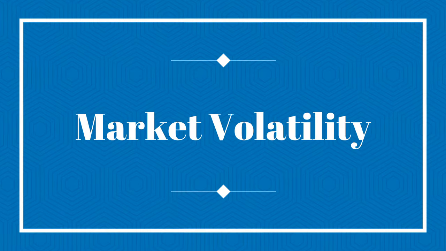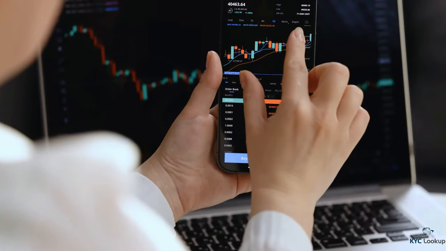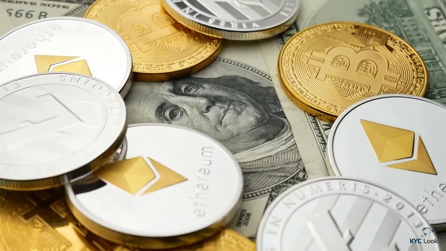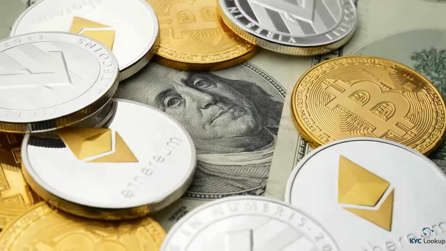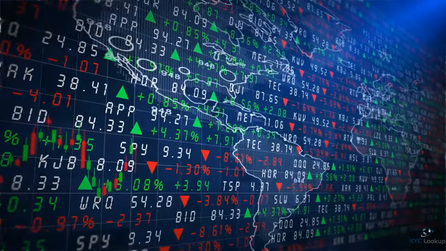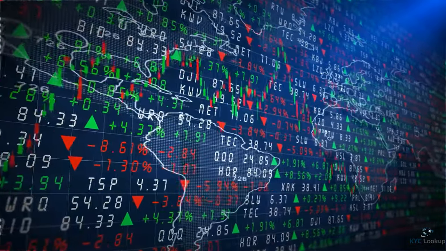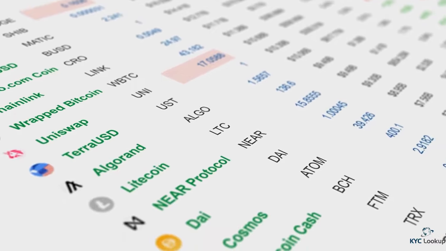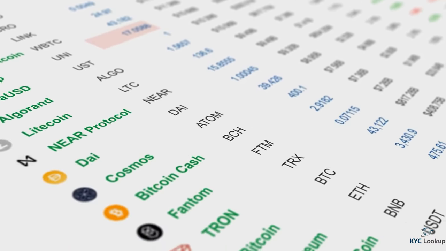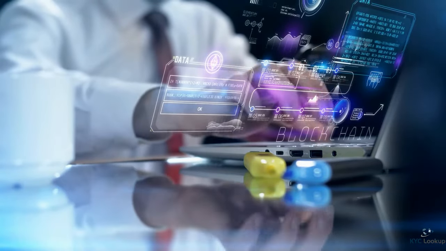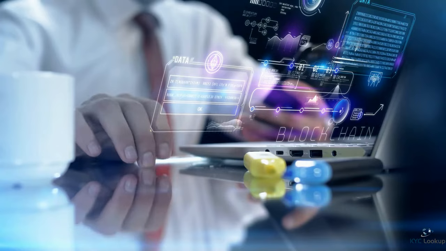Market volatility. Perhaps the most glaring danger of digital assets is their extreme price volatility. Cryptocurrencies in particular are notorious for experiencing wild price swings, often within a short period. Rapid fluctuations in value can lead to significant gains, but also expose investors to substantial losses. Lack of regulation and market manipulation can exacerbate these price movements, making it crucial for investors to exercise caution and avoid speculative behavior.